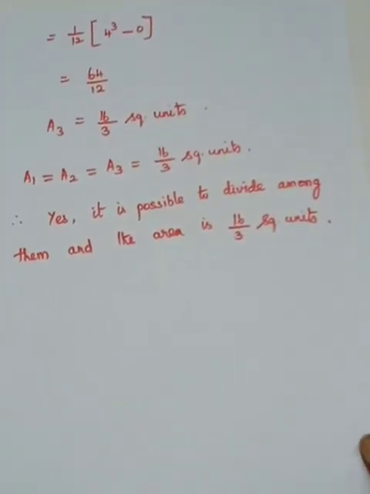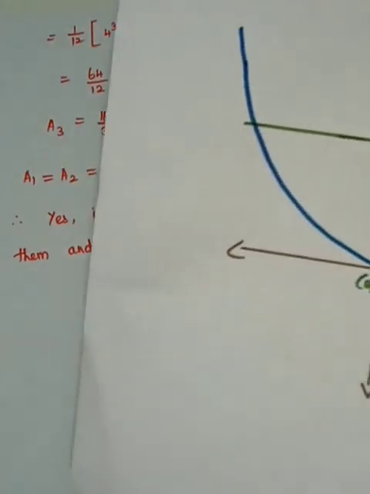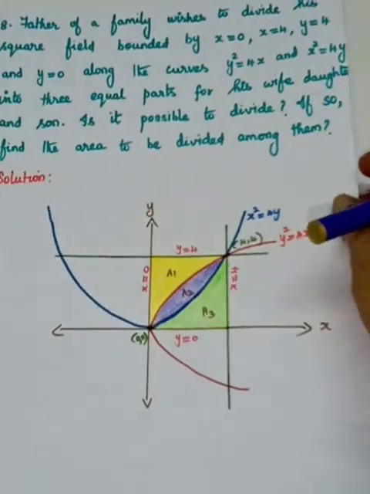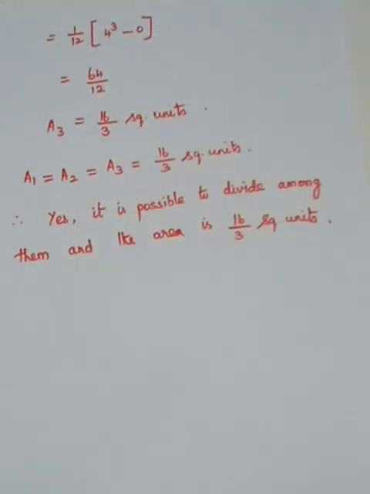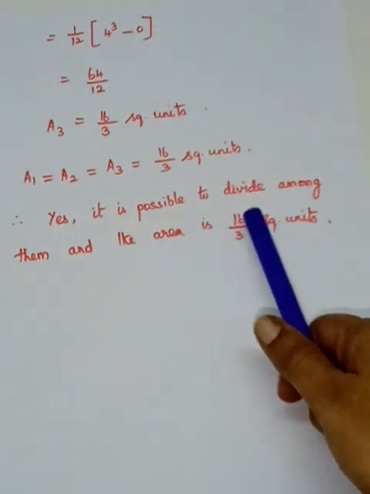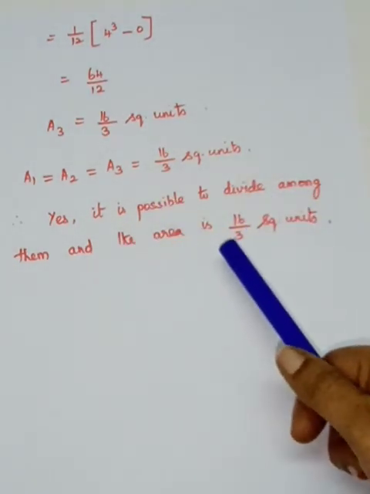So therefore, what is asked in the question: is it possible to divide? If so, find the area to be divided among them. So we have to conclude, yes, it is possible to divide among them and the area is 16 by 3 square units.